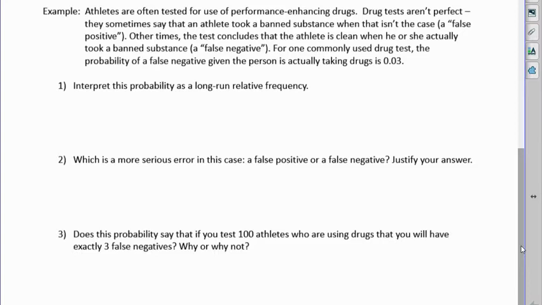For one commonly used drug test, the probability of a false negative, given the person is actually taking drugs, is 0.03. So let's interpret this probability as a long-run relative frequency. So long run, we could use words like many, many trials or large sample size, something like that.